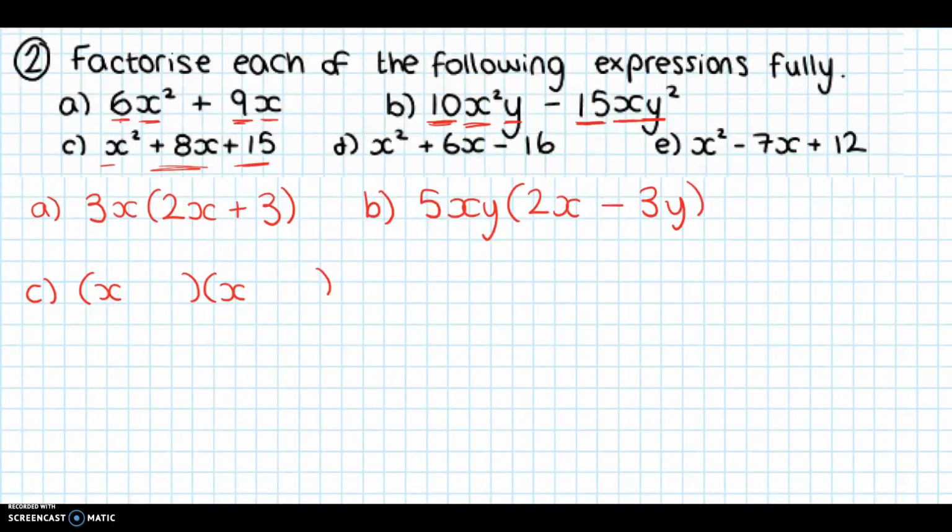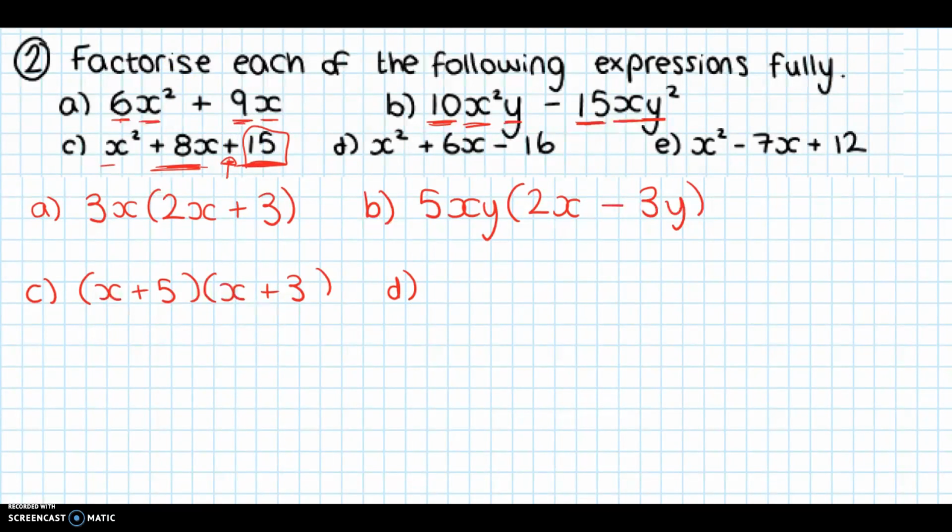For this one, the 2 numbers in my bracket have to multiply to give this 15 and add to give 8. So 2 numbers that multiply to give 15 and add to give 8 must be 5 and 3. So that's 5 and 3.